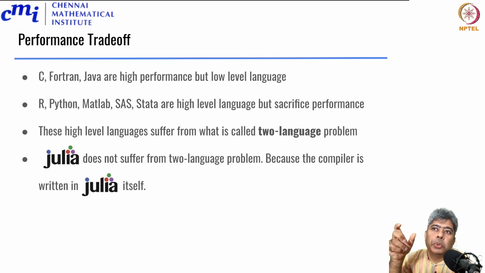So if you really want to write a fast program in MATLAB, what you have to do is write the core program in C or Fortran, and then call that C or Fortran function in MATLAB or Python or R using a C call or Fortran call. But Julia does not suffer from the two language problem because Julia is not an interpreted language. Julia is a compiler level language.